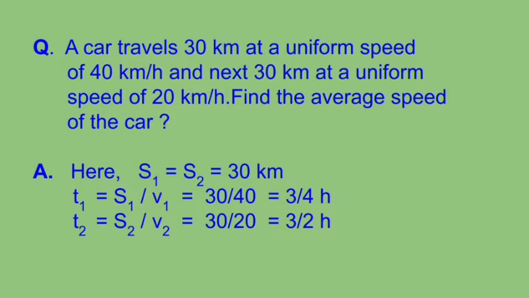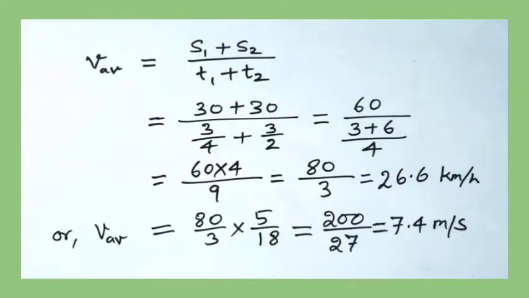Here S1 and S2 both are equal to 30 km. T1 is equal to S1 by V1, which comes out equal to 3 by 4 hour, and T2 is equal to S2 by V2, which is equal to 3 by 2 hour. For average speed, the formula is V average is equal to (S1 plus S2) by (T1 plus T2), that is total distance by total time.